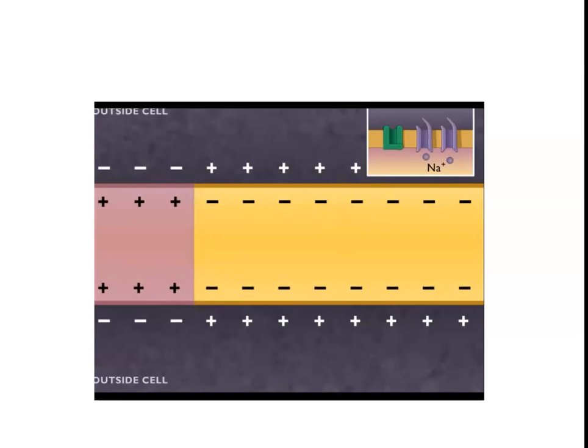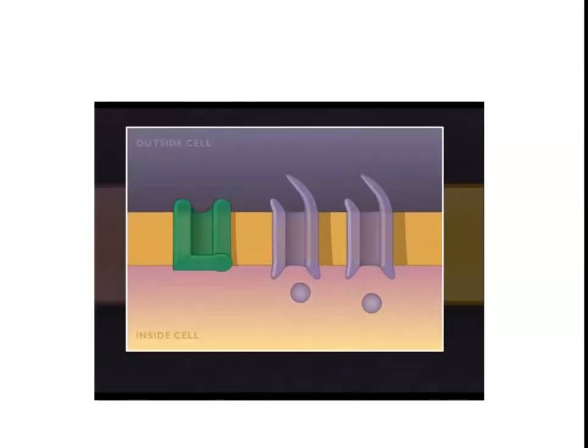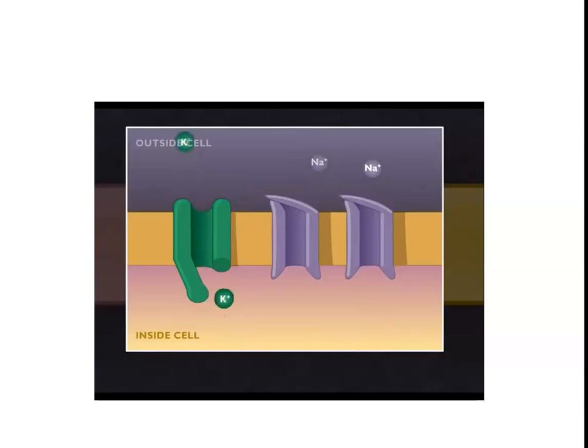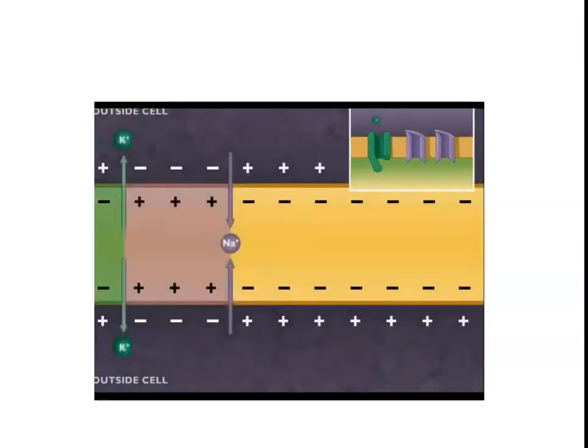Changes occur behind the action potential to restore the resting membrane potential. The voltage-gated sodium channels close and voltage-gated potassium channels open. This allows a rapid flow of potassium ions out of the cell, repolarizing the membrane so that the inside is again negative and the outside positive. This is followed by use of sodium-potassium pumps to fully restore the resting membrane potential and to reestablish proper concentrations of sodium and potassium ions inside and outside of the cell.